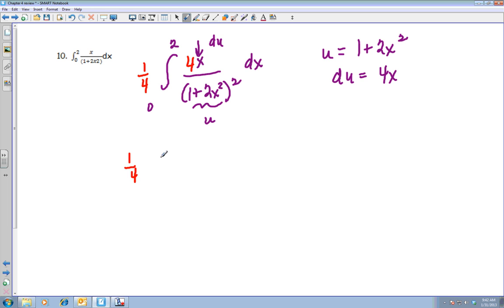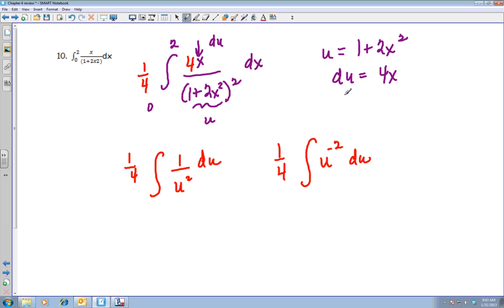I have 1/4, this is u squared. This is my du, so I'm not going to write that. So I actually have this, 1 over u squared du. And before I integrate that, I need to rewrite it again and bring that u squared up to the top. Okay, now since I'm keeping my u in my problem, I need to change my upper and lower limits. So let's find out what my new limits will be.